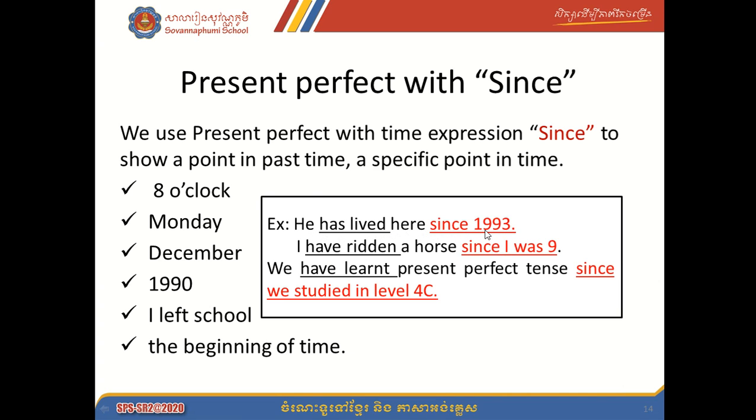He has lived here since 1993. I have ridden a horse since I was 9. We have learned present perfect tense since we studied in level 4C. Yes. So it shows a specific time for you: he has lived here since 1993, and I have ridden a horse since I was 9. This is called a specific time.